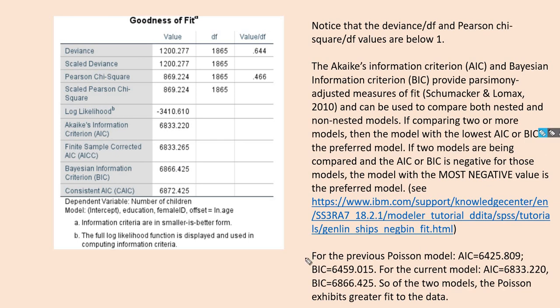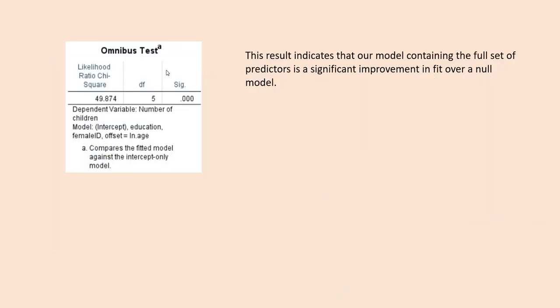So we see, just a little note that I made down here: for the previous Poisson model the AIC was 64.25. For the current model it's 68.33. The BIC for the previous Poisson model was 64.59. The current one is 68.66. So it looks like, based on these information criteria, that the previous Poisson model was actually a better fit to the data than the current negative binomial model. Nevertheless, we'll go ahead and scroll through.